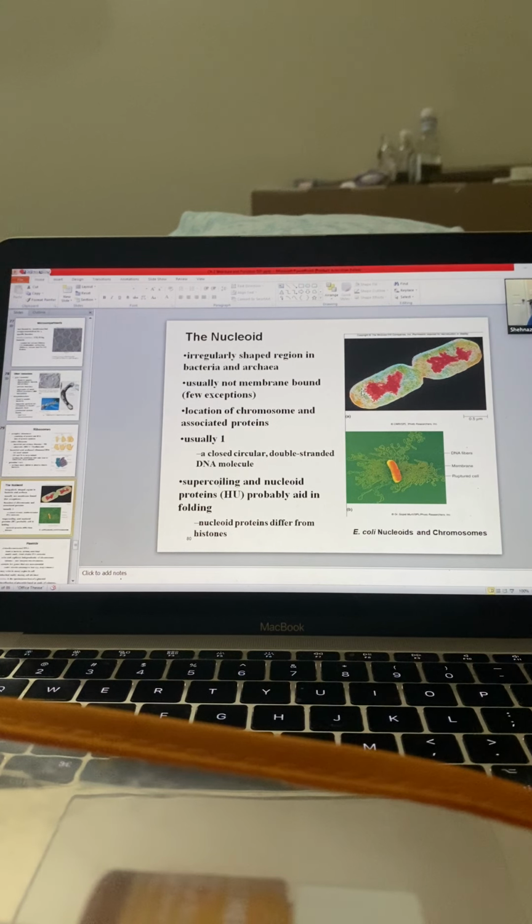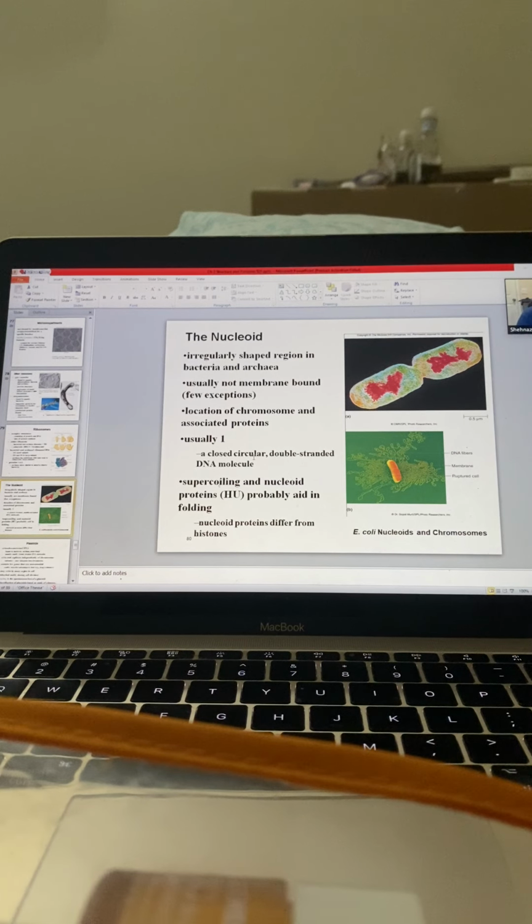Here is where in the nucleoid you will find your chromosome, and you know bacteria, most of them have a single chromosome. And not only is the chromosome located here, but there are some associated proteins, just like they have histone proteins associated with the chromosome in eukaryotic cells. Here we have some associated proteins that kind of condense the nuclear material in a specific area.